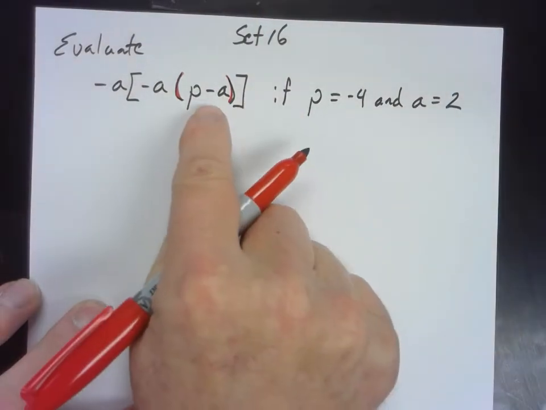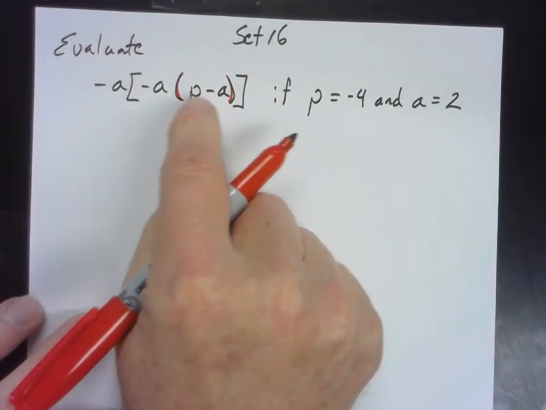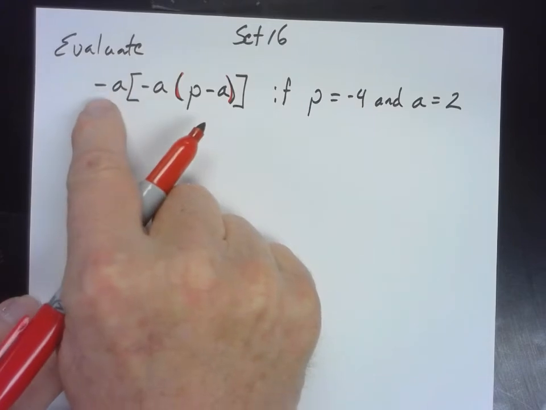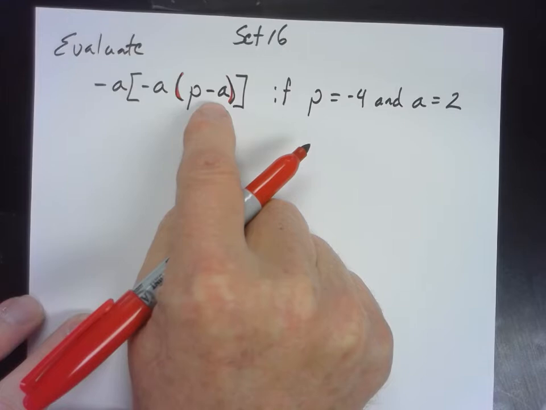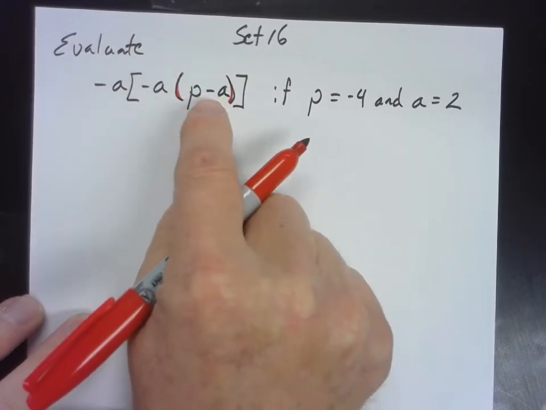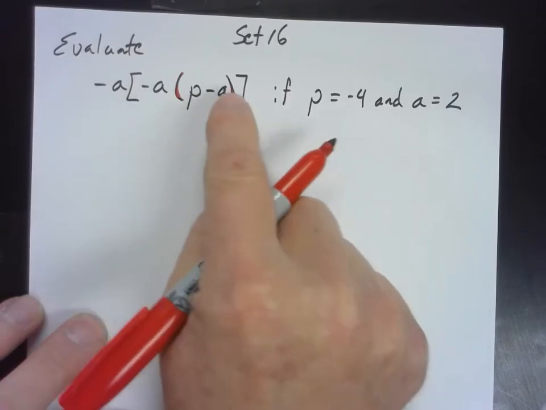Now, once we do that part, do you see that it's all multiplication after that? It's the opposite of A times the opposite of A times whatever this is. So there's one little addition problem here, where we are adding the opposite of A. That is an addition. And then it's all going to be multiplication.